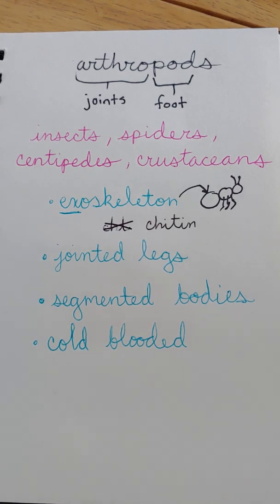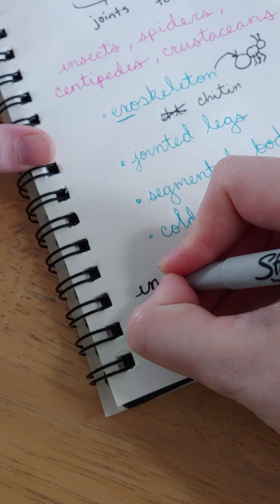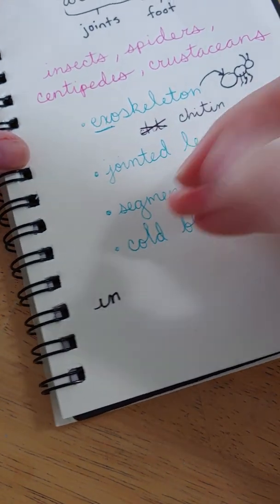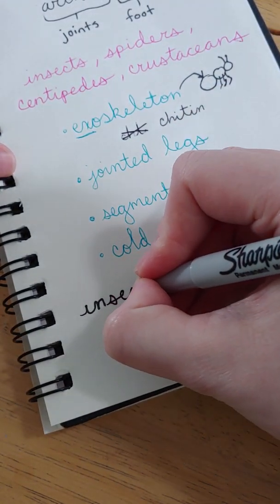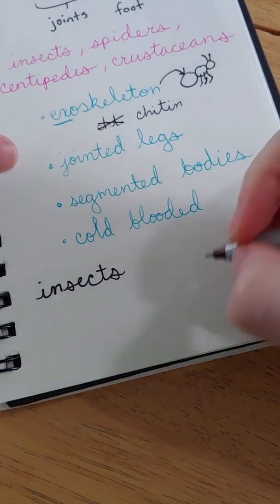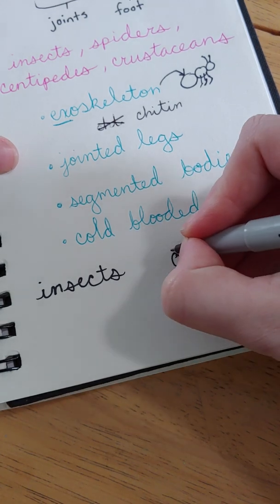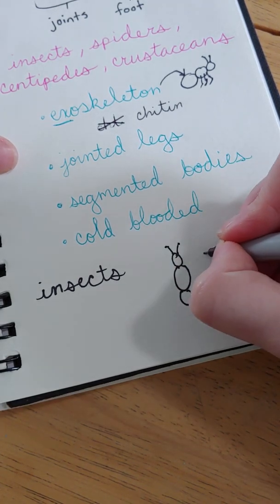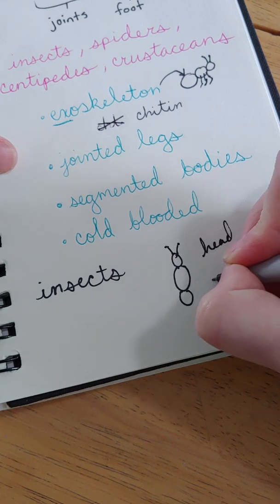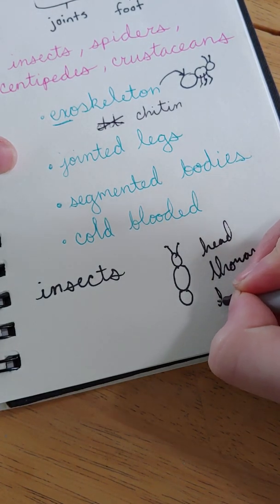So let's get into a little bit more detail. Let's look at an insect, shall we? Insects have 3 segments to their bodies. Some of you might remember the song that we sung a couple years ago. That's like head, shoulders, knees, and toes, but with insects. And it goes head, thorax, abdomen.